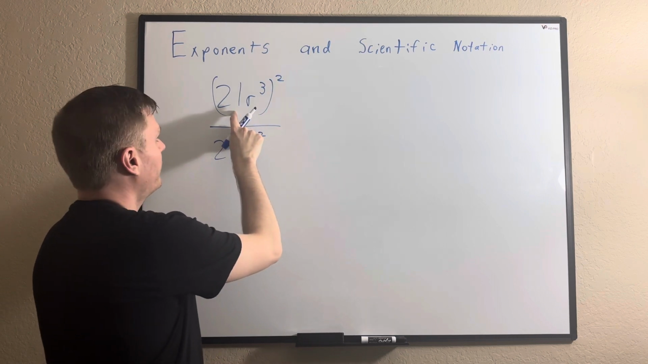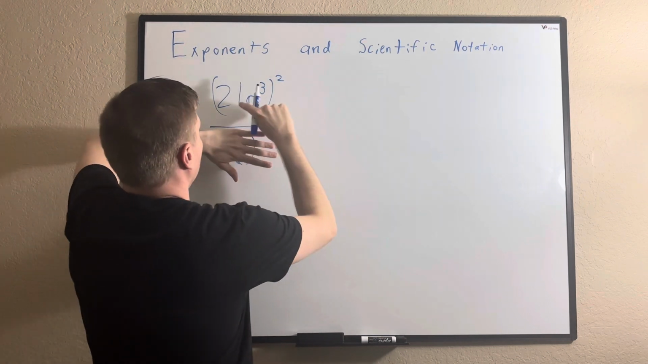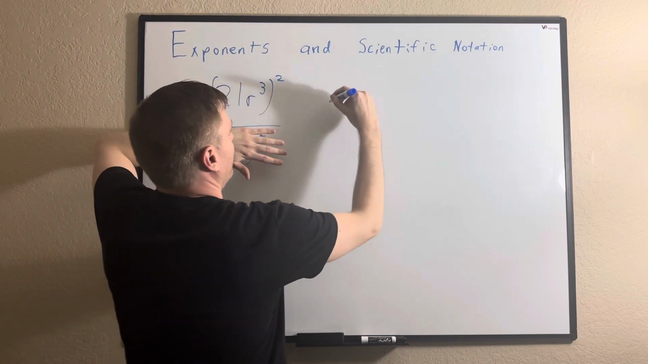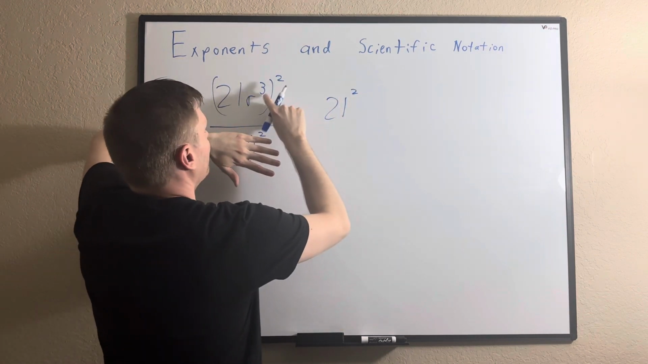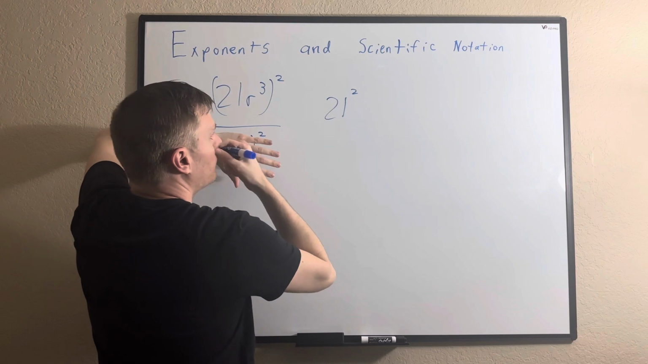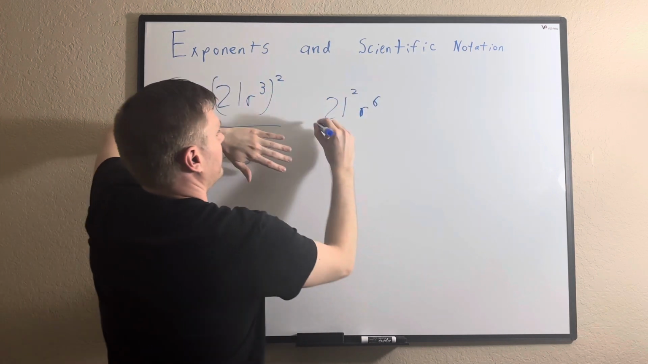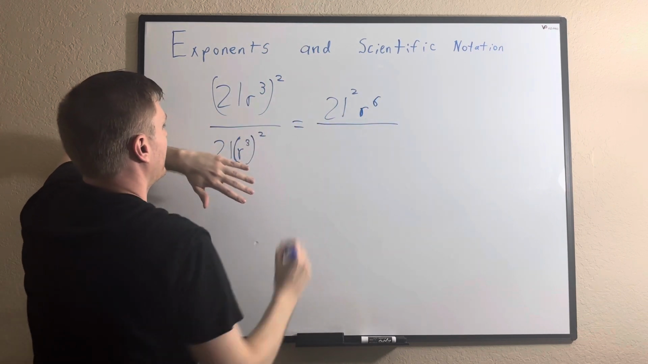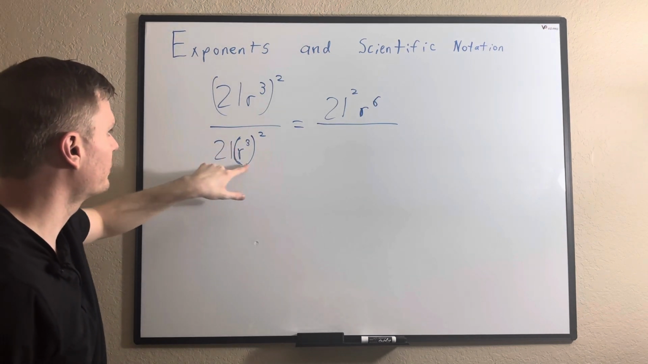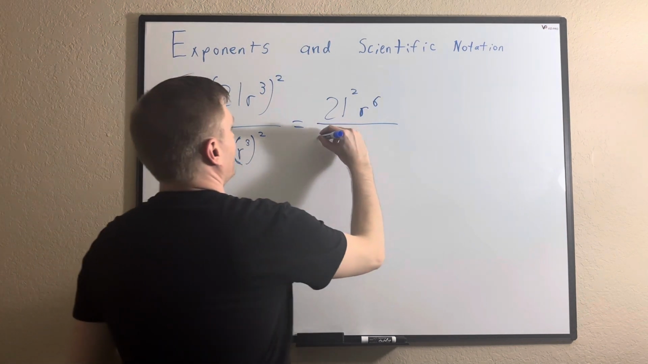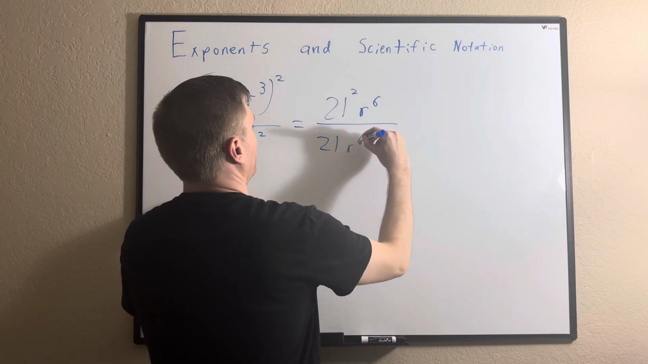Take everything you learned so far. Just focus on that part first. We have 21 squared, right? r cubed squared, 3 times 2, r to the 6th. Okay. Now the bottom. The 21 here is not being squared. The parentheses are around the r cubed. So it's just 21 times r cubed squared, which is r to the 6th. Okay.